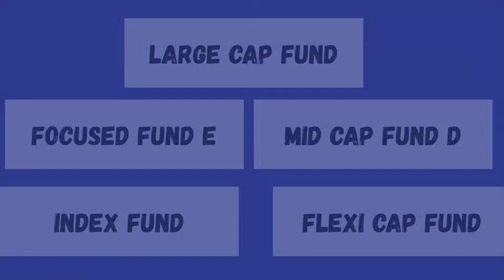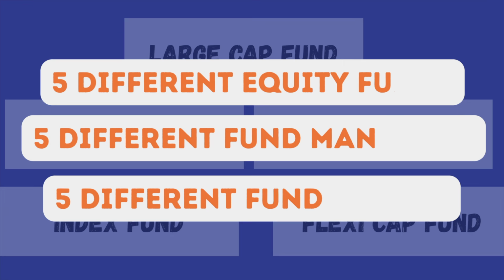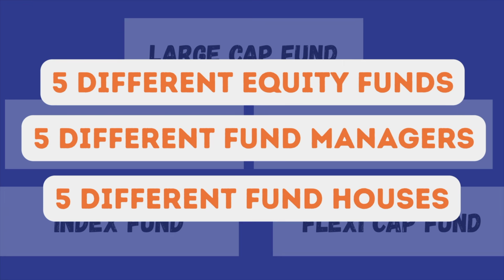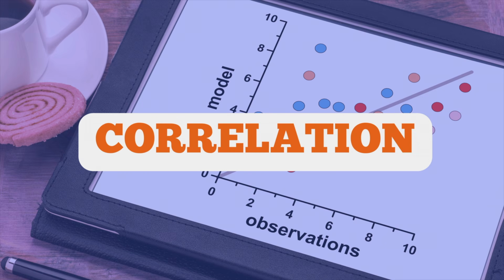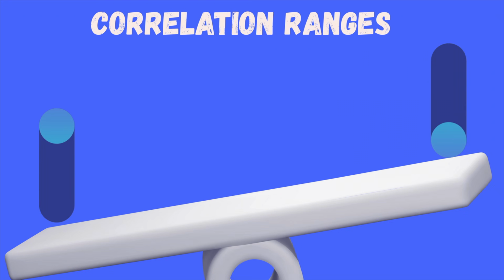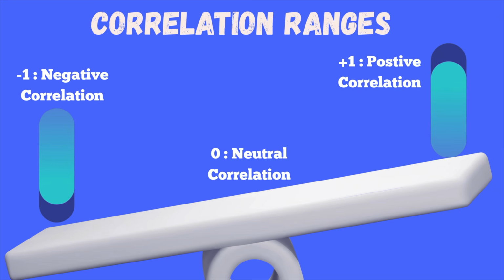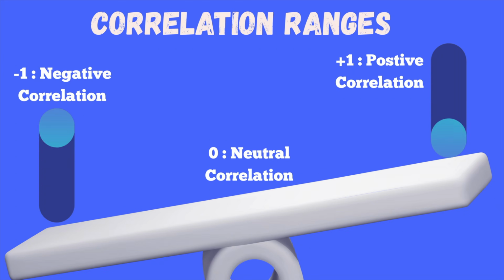Okay, here's what many investors consider as diversification. 5 different equity funds, different fund managers by different fund houses. But let me share a concept that might change how you think about diversification. Let's understand correlation. Correlation simply tells us whether two assets move together or not. The scale runs from -1 to +1. Just one number can help you understand if your portfolio is truly diversified or not.